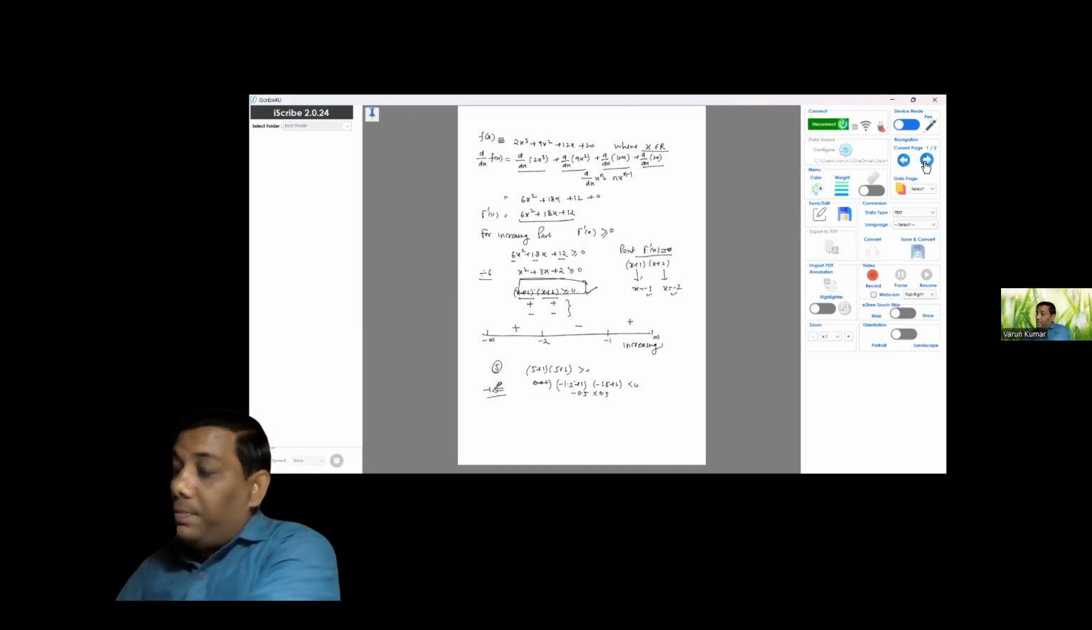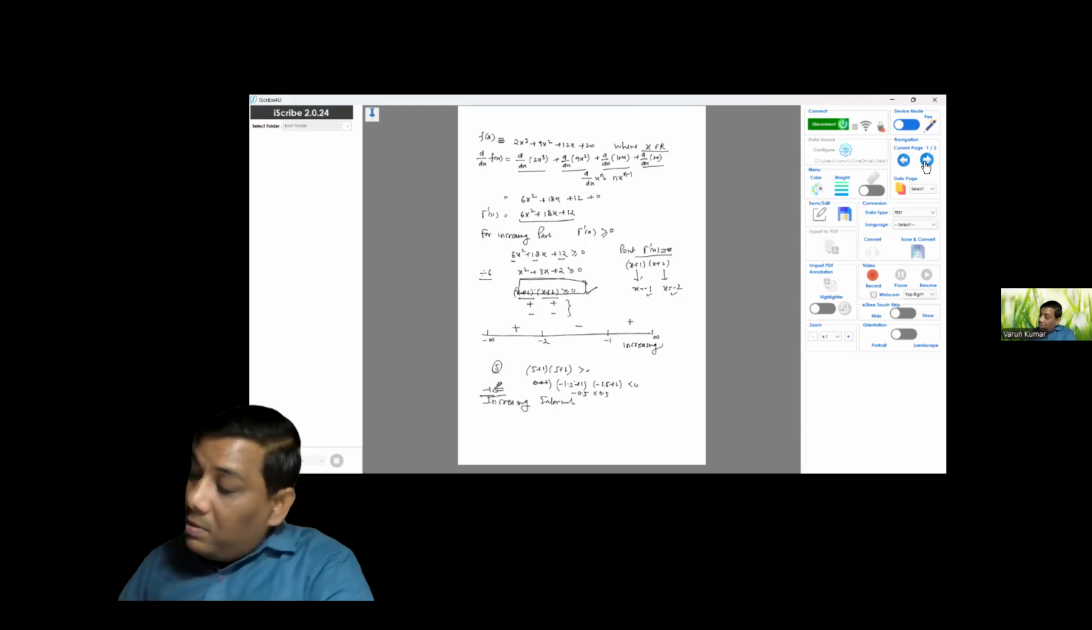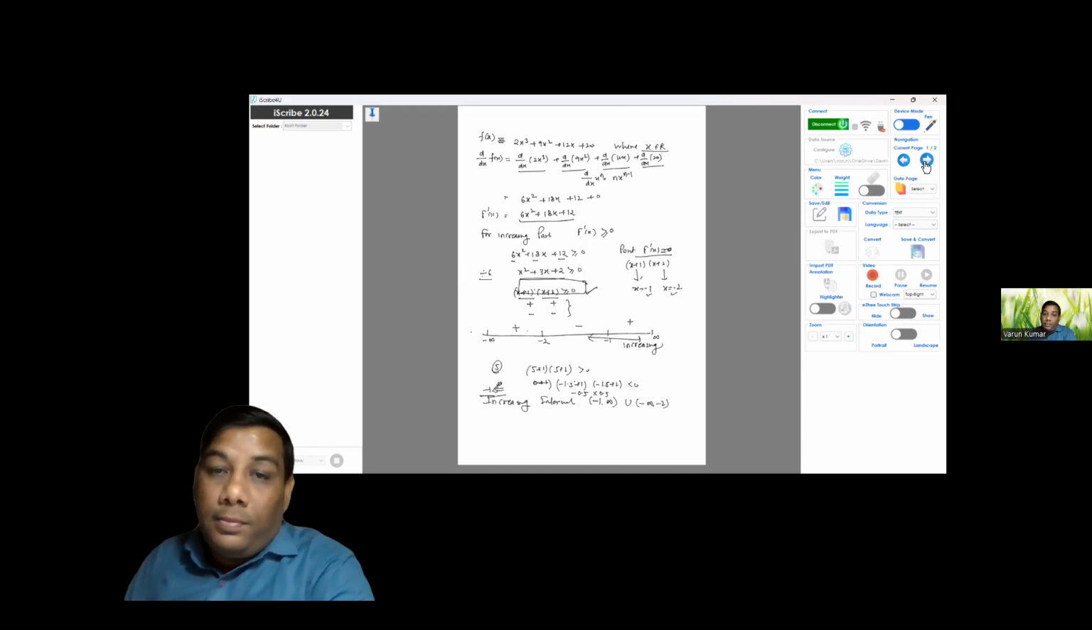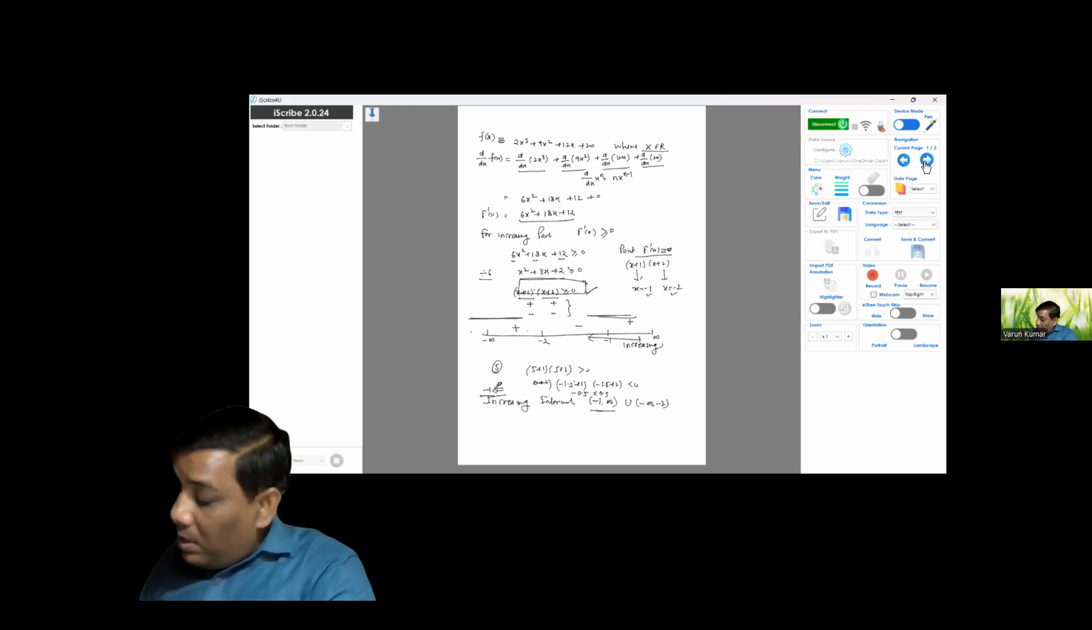Then what will be the range? The increasing intervals are -1 to infinity and minus infinity to -2. These two parts will come as the increasing interval, and the decreasing interval is -2 to -1, this part.